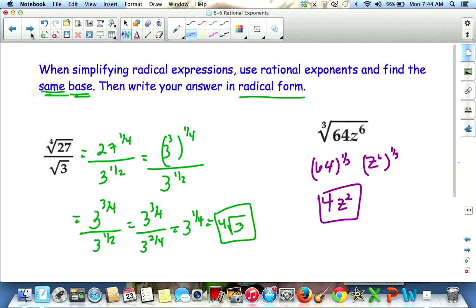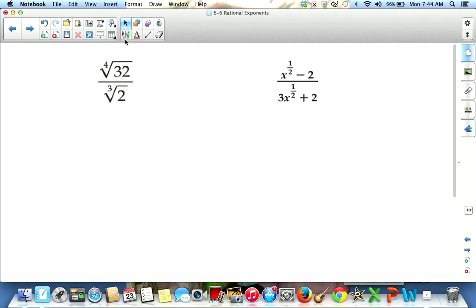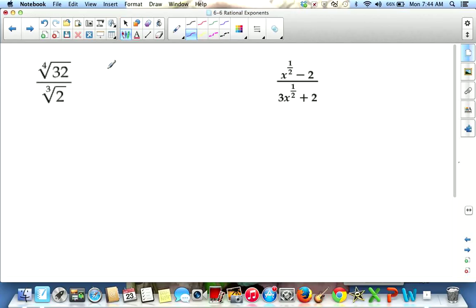So let's try some more examples here. So again, when you're dividing, you want to get that same base. So why don't you guys go ahead and see if you can figure out what the same base is. All right, so we write it as rational exponents.